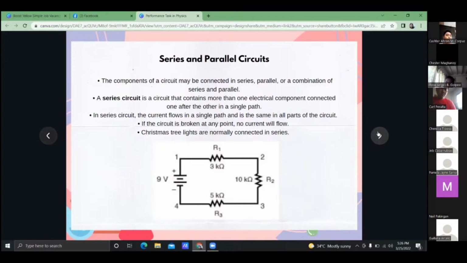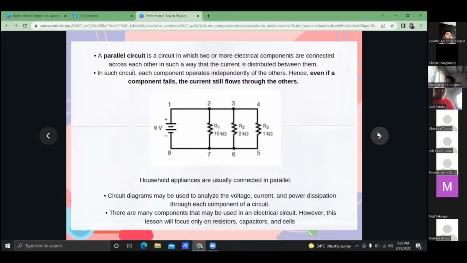Okay, next. It's not really the same with series. It's not really the same with a parallel circuit, because when you add a resistor to a parallel circuit, the total resistance decreases. However, the current being drawn from the battery will increase. Okay, done.